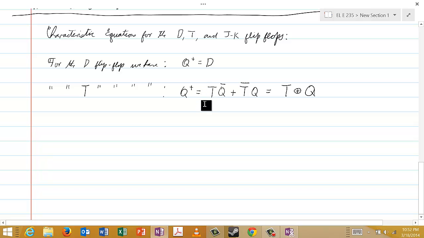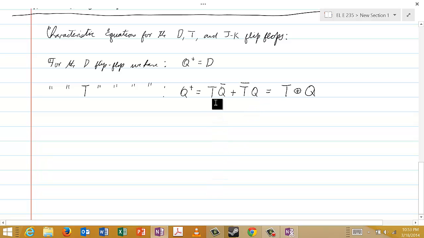So if T is equal to 0, that would knock out this first term. And of course, if T is 0, then T complement would be 1. And so in the case T equals 0, this gives us Q is equal to Q. And that's exactly correct. As we said, when T is equal to 0, the next value of Q is going to be the present value of Q.